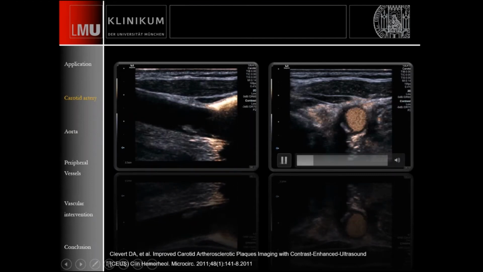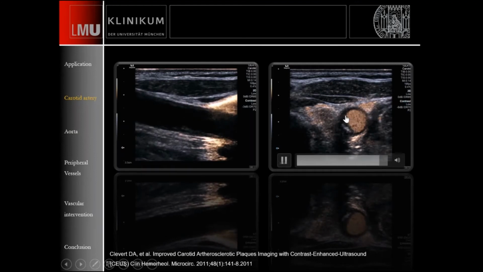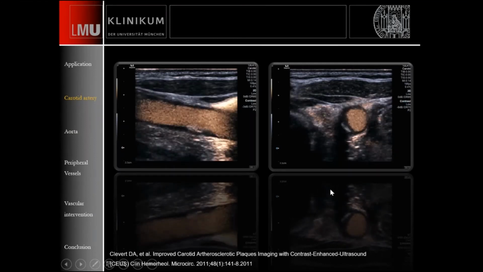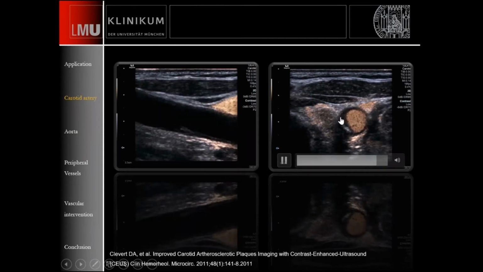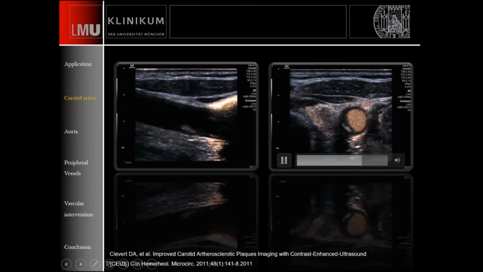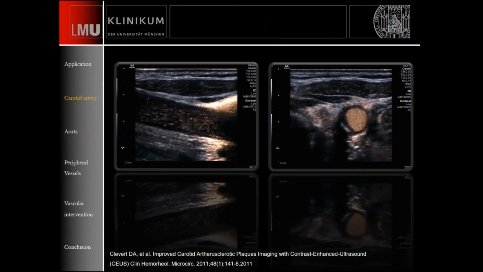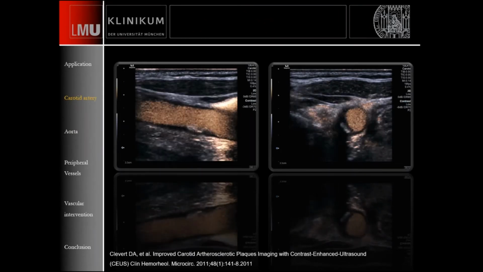And also, if we look at the axial plane, we see this hard plaque and soft plaque. In this case, we show only a tiny uptake of contrast in the plaque, not major contrast uptake. This uptake is not visible by looking at color Doppler or power Doppler technique.